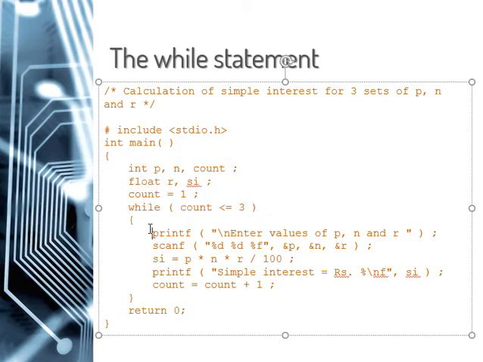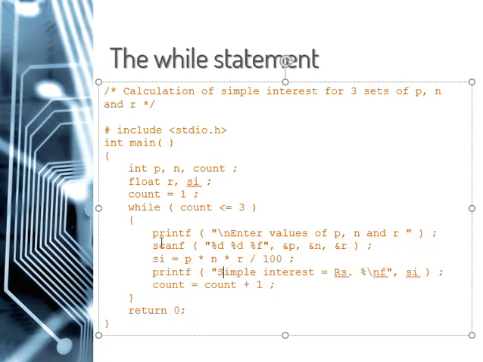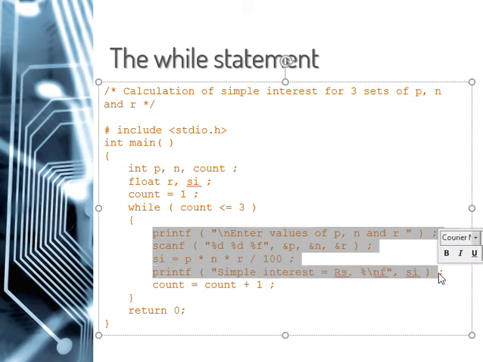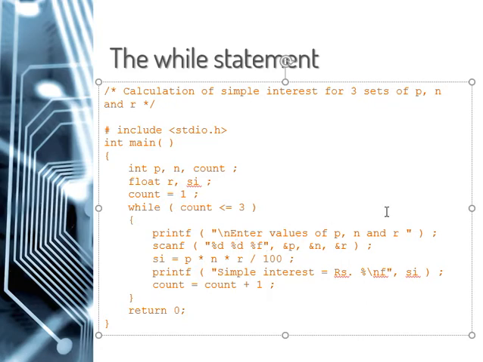Inside the while block is the body of your loop. So diri ang solving, mga printing and stuff. So diri nimo buhaton ang part sa code nga imong balik-balikon ug padagan. Okay? So here we ask the user to enter a value for P, N, and R. Tapos atong gi-compute si SI, and once na-compute si SI atong i-print. Mao ni ang body sa code.